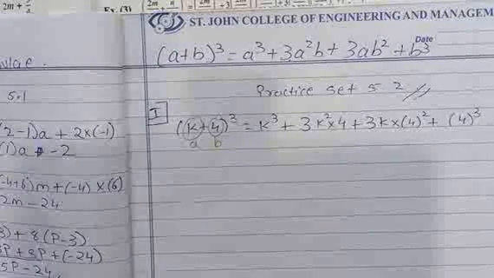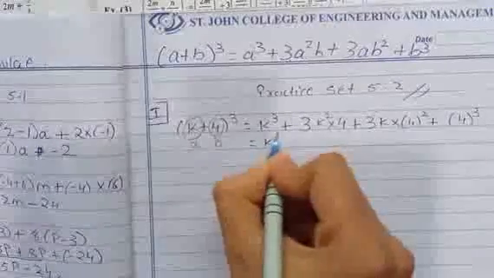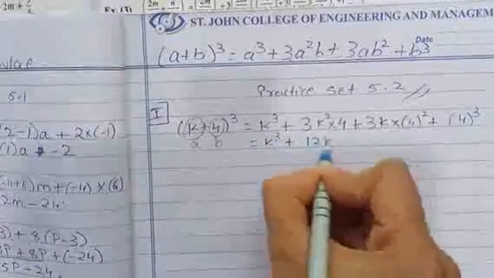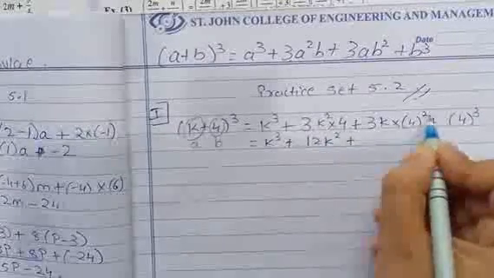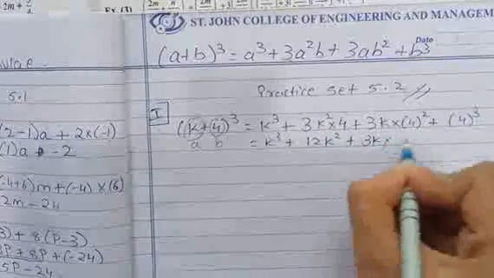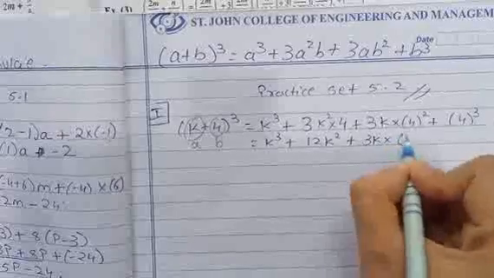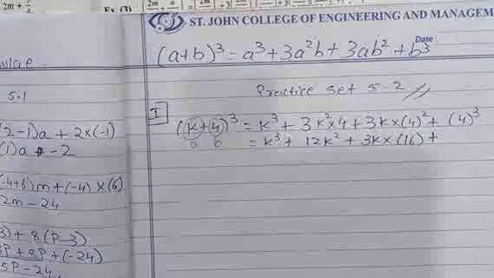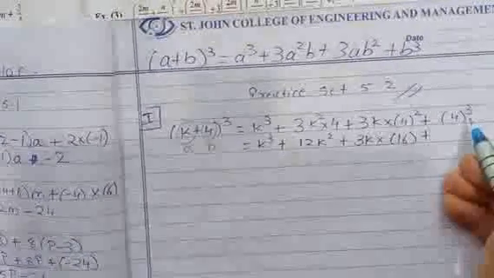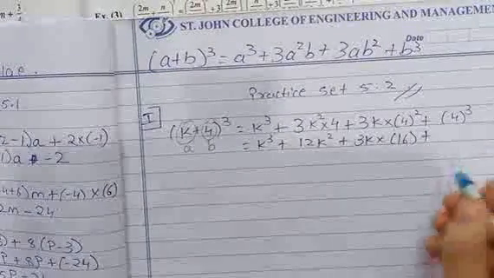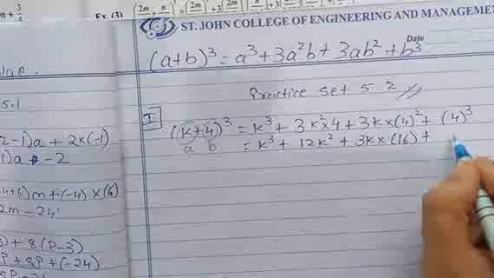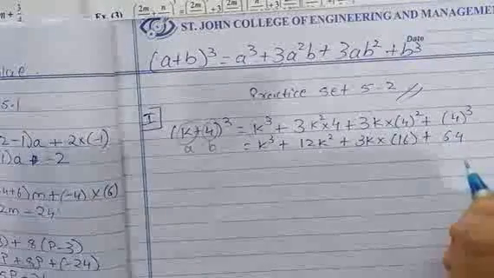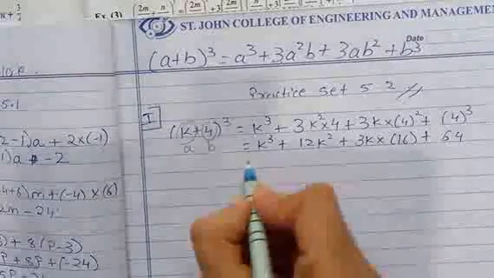Okay, so how I will solve is k cube plus 3 into 4 will be 12k square plus 4 square. 4 square is 16, so I will write here 16k plus 4 cube. So now students, you have understood why I have told you to learn the cubes. Now 4 cube, you can directly write here, that is 64.